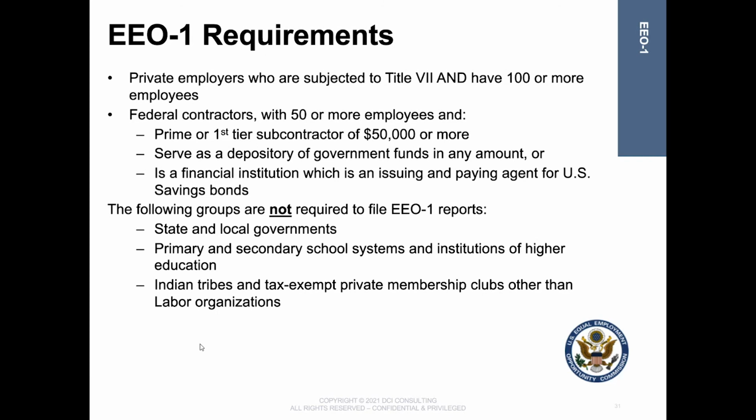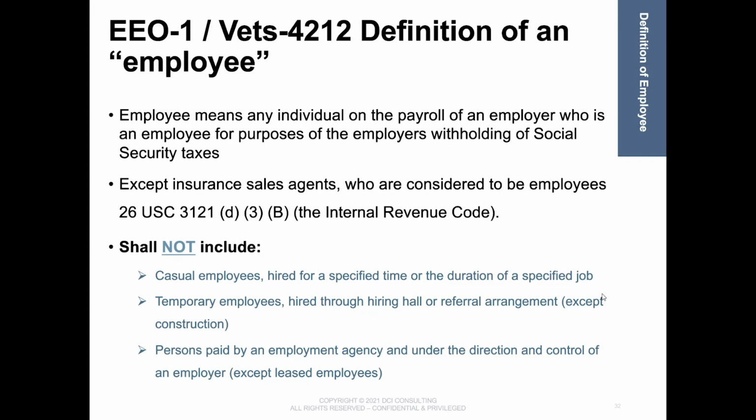So your VETS report and your EEO-1 report have definitions of employee. It's going to be anyone who is on your payroll as of a specific date for which you are withholding Social Security taxes. You're not going to include casual employees or temporary employees that are paid through another source on these reports. So these are only people who are on your payroll at a specific time.